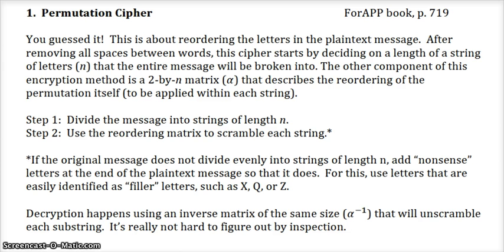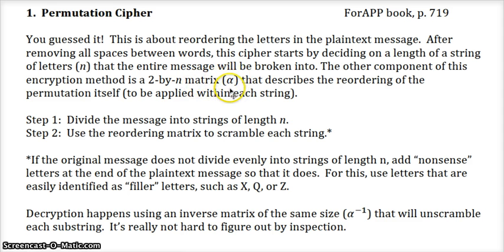Okay, so we take out all the spaces in a message, and then you divide that string of letters up into little sets of strings. Sometimes that's 2 letters, sometimes 3, 4 or 5 letters. It's pretty small. The one in the book uses 3 letters, and the example I have is for 4 letters. Then we take a 2 by n matrix.